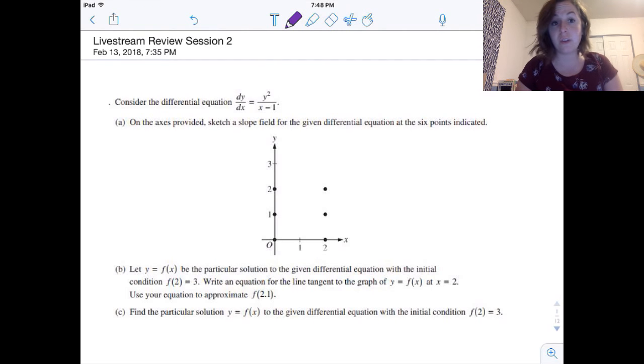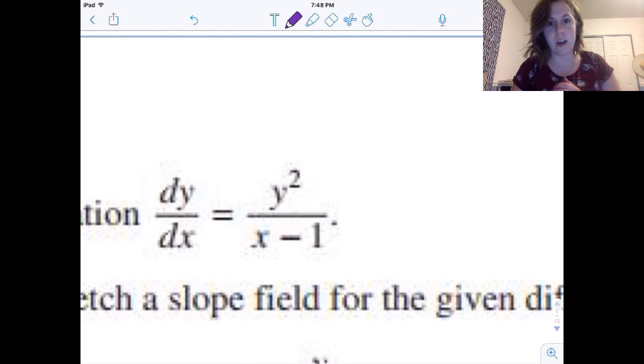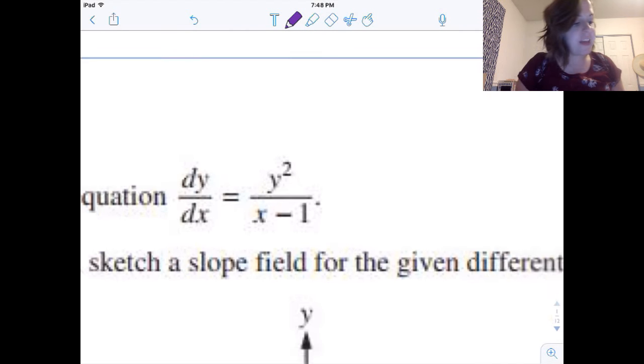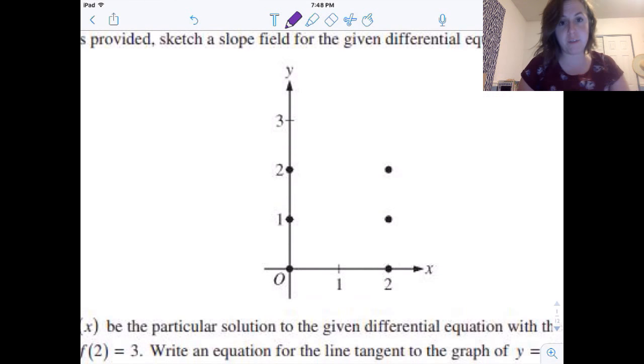All you're doing is calculating your slopes. Something really important: the AP is not trying to fool you. Notice that this differential equation would be undefined whenever your x value equals 1. They don't even play with that on the AP. They're not trying to fool you. There are no points for you to do at x equals 1. Do you guys notice that? At 1, there are actually no points on the graph. So when you're doing a slope field, only fill in the points that are actually on the graph.